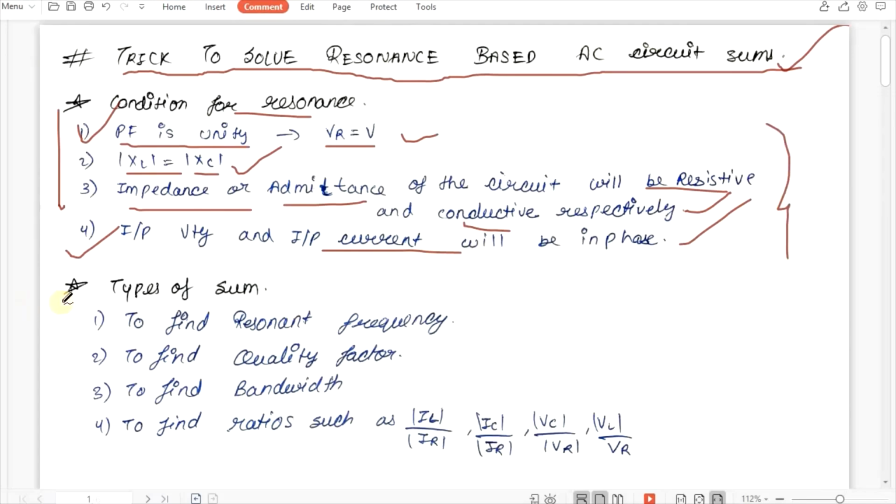Now let us see the types of sums that have been asked in the GATE exam. You can get a question to find the resonance frequency, or the quality factor. They may ask about the bandwidth, or about ratios such as IL by IR, IC by IR, VC by VR, VL by VR. So these are the types of questions that have been asked in the GATE exam.